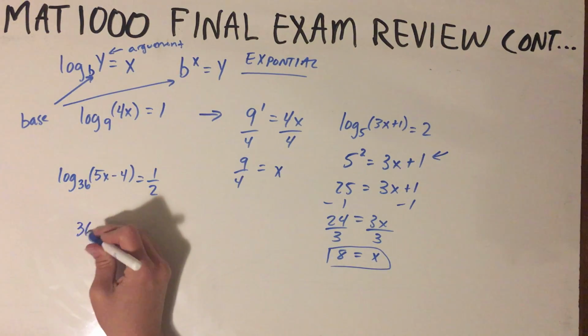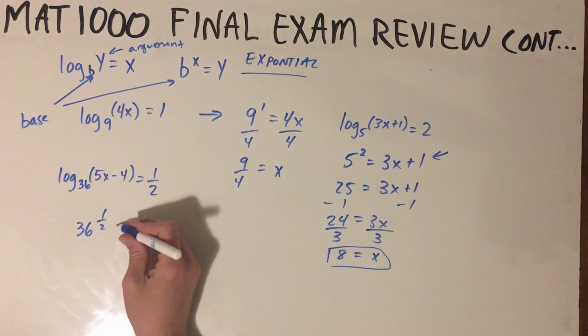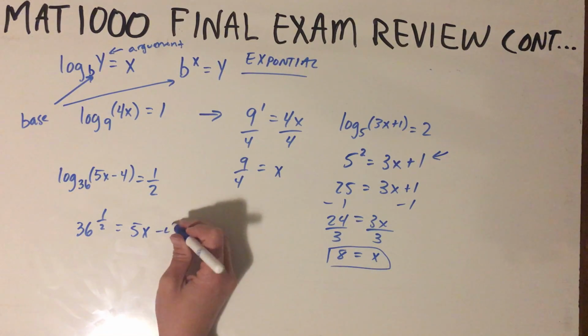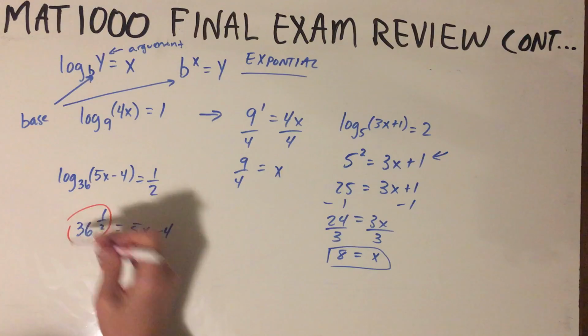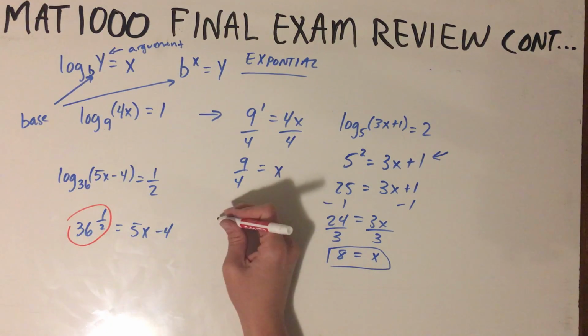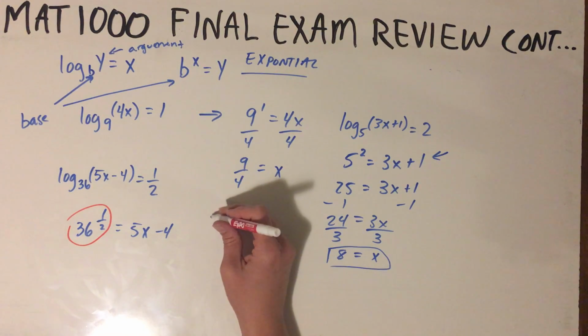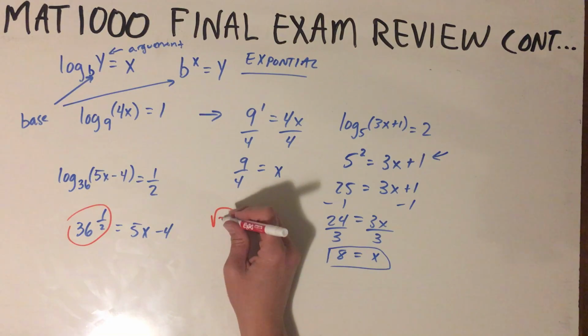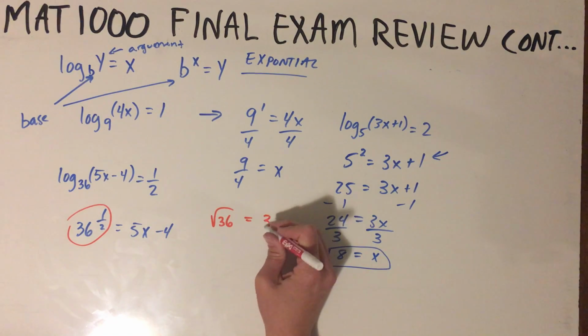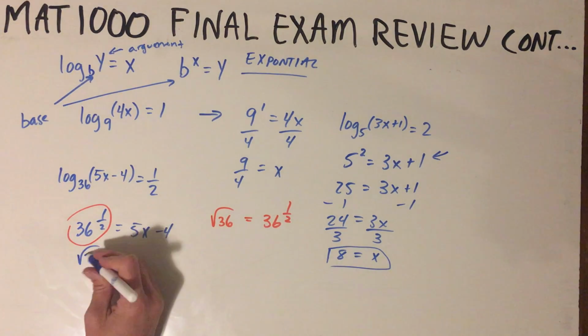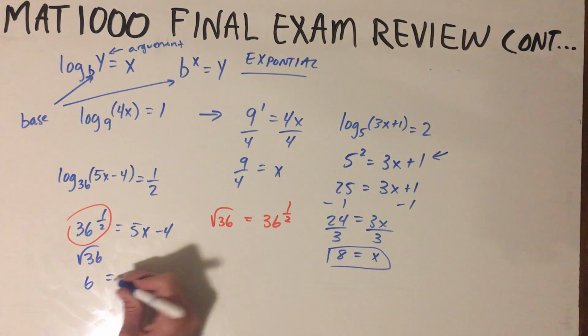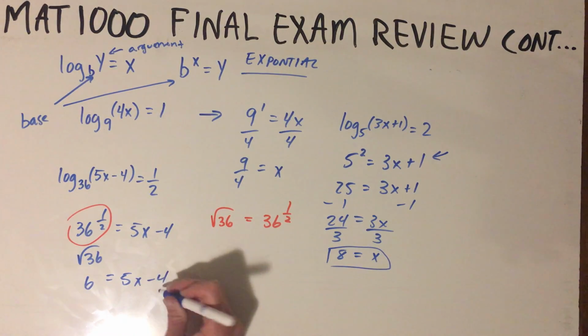Anyway, I'm going to write this in exponential form. This is going to be 36 to the 1/2 power. It's going to be equal to 5x minus 4. A lot of people get hung up right here because they're like, oh my gosh, I don't know what this means. Yeah, you do. Because remember that any radical is a rational exponent. So this is just going to be the square root of 36, which is 6. So 6 is going to be equal to 5x minus 4.